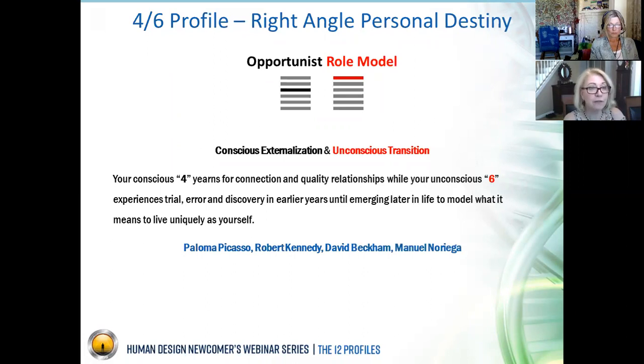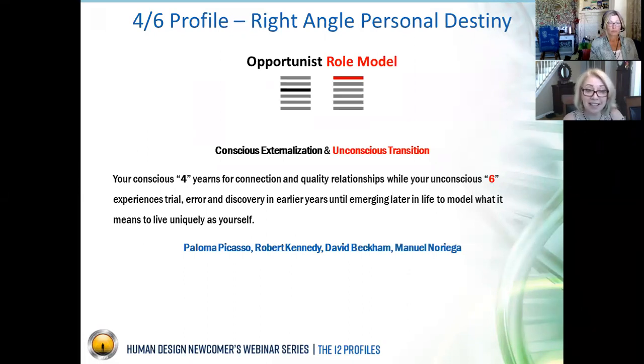So your conscious 4 yearns for connection and quality relationships, while your unconscious 6 experiences trial, error, and discovery in earlier years until emerging later in life to model what it means to live uniquely as yourself. So famous 4/6s: Paloma Picasso, Robert Kennedy, David Beckham, and Manuel Noriega.